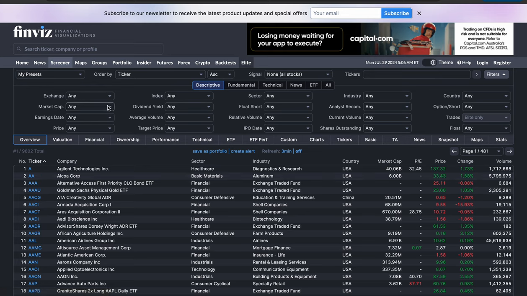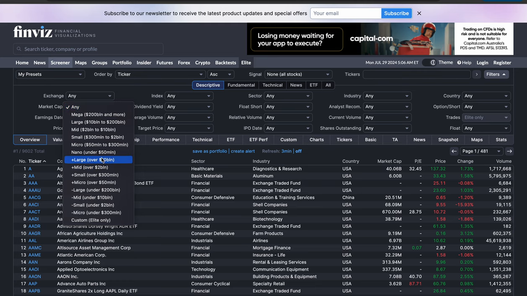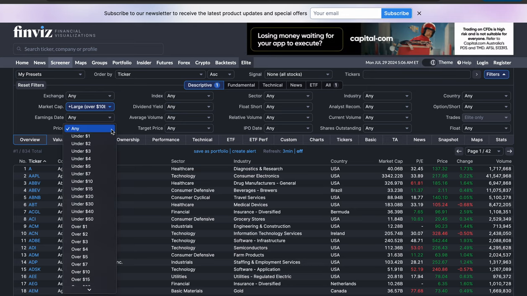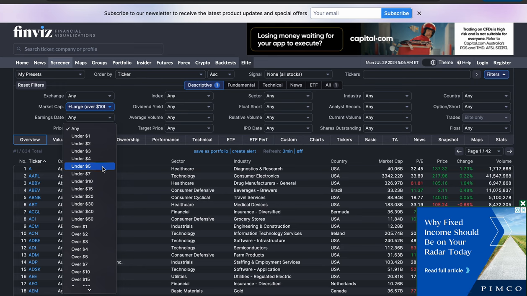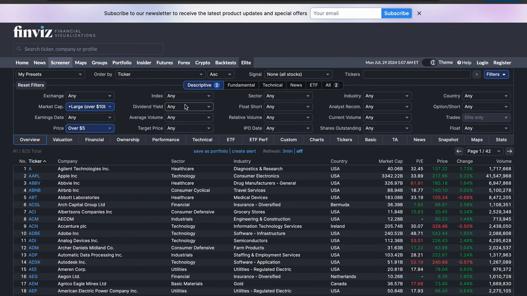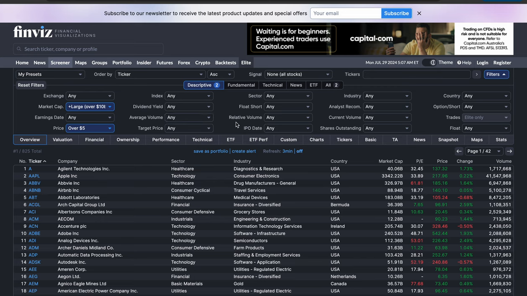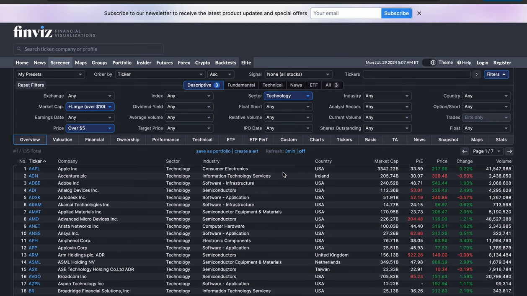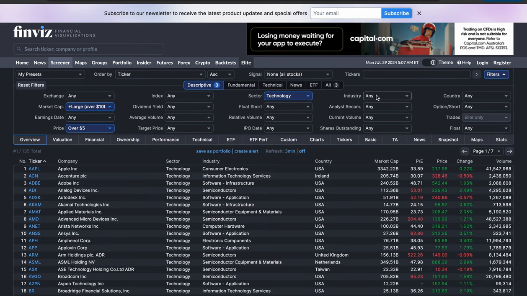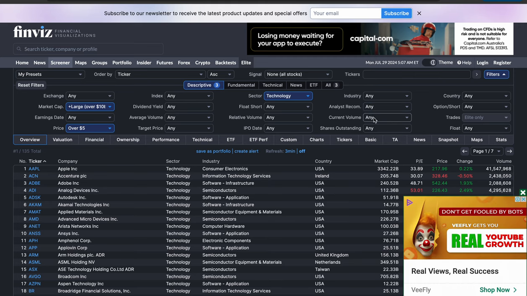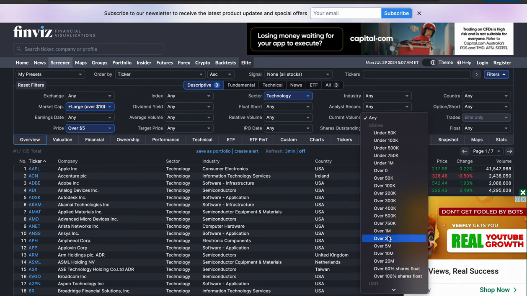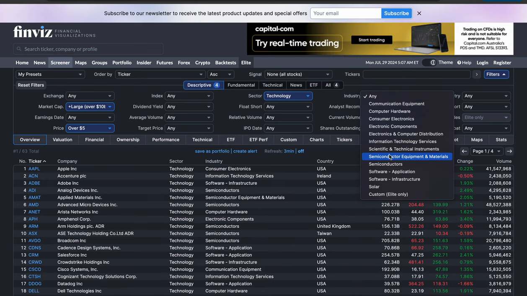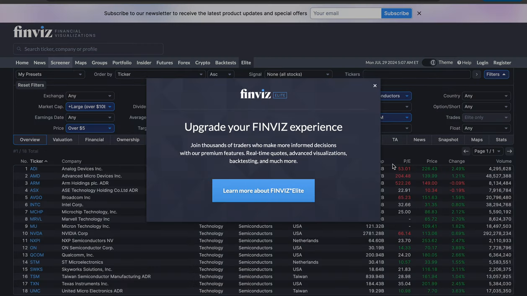So I'm not going by exchange, I go by capital. Let's say I want large cap, and then price. Let's say I go over five. Then I can give other filters, sector, you can choose anything, but I'm choosing technology. Current volume, I'm going over 2 million, and industry, semiconductors, because it's very popular because of AI.